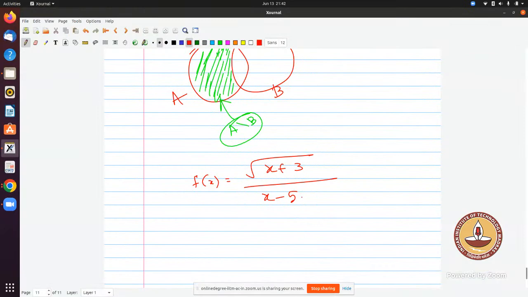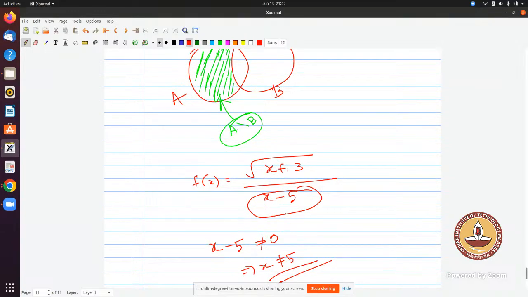Yes, I am starting. So this is a rational type of function, right? Something in the numerator, something in the denominator. So what is in the denominator can never be 0. That is the first condition. If it is 0, then the function is not defined at that point, right? So when x equals 5 the denominator is 0, so x cannot be equal to 5. That is the first condition.